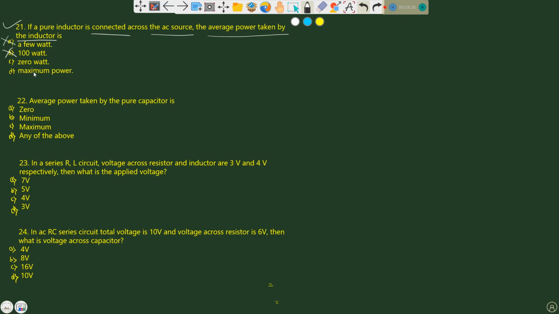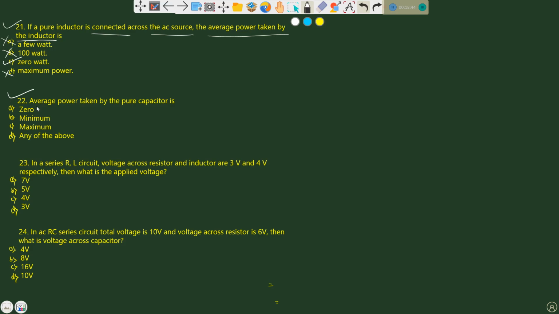Whenever a pure inductor is connected across an AC supply, it will offer 0 power. Power dissipated will be 0. So 0 watt is the answer, not maximum power also.